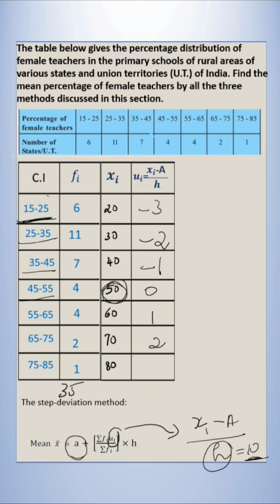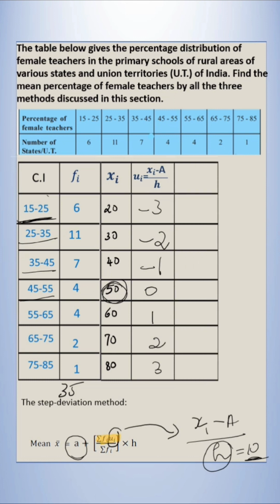Since we have to find summation of fi ui, now let us create one more column for fi ui. That means we have to multiply the numbers in this column and this column. 6 into minus 3, that is minus 18. 11 into minus 2, that is minus 22. 7 into minus 1 is minus 7. This is 0. 4 into 1 is 4. 2 into 2 is 4. 1 into 3 is 3.